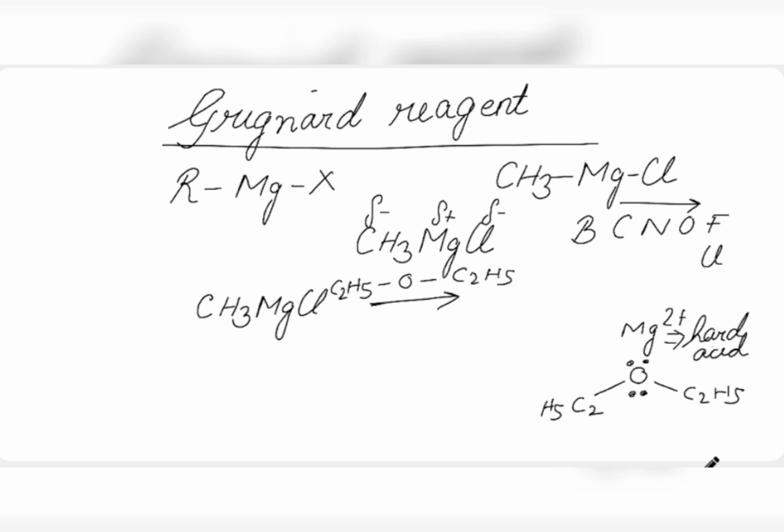Hard acid means positive charge, a deficit of electrons, so it will require electrons. This diethyl ether is an ether group and has a lone pair, so it can donate its lone pair via a coordinate bond. Similarly, other molecules can also donate their lone pairs to magnesium. By this, the charge on magnesium will be decreased, so obviously it will be stabilized.